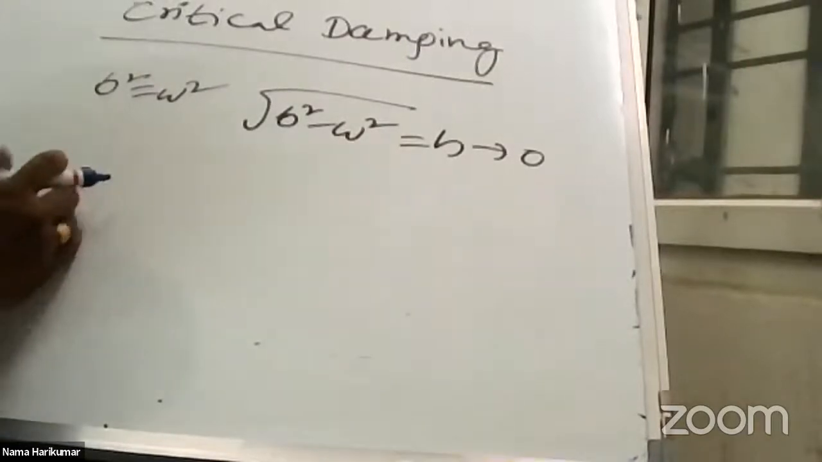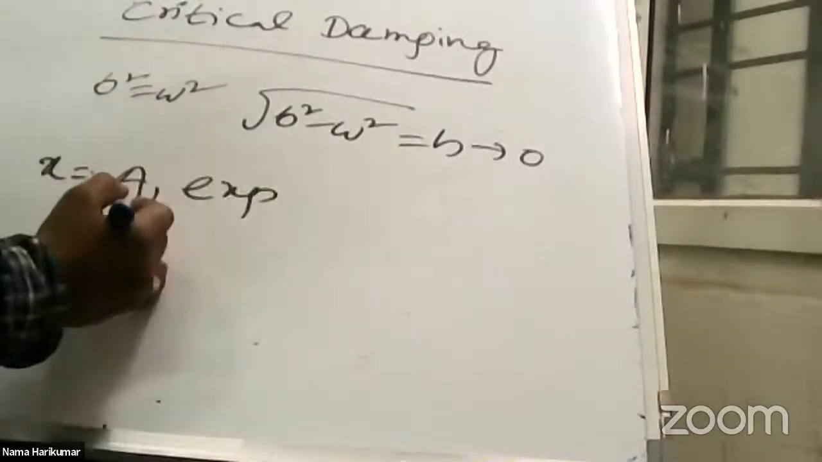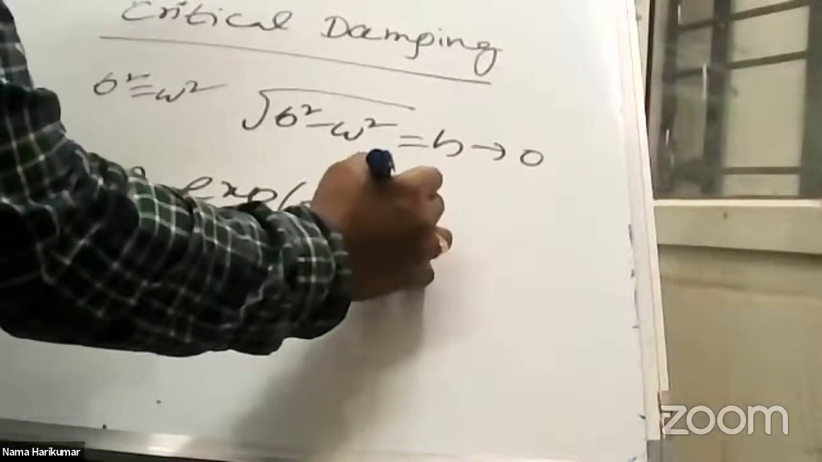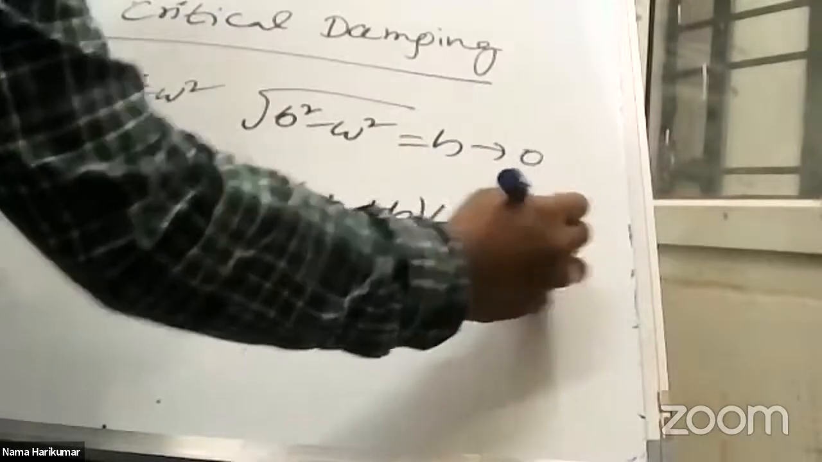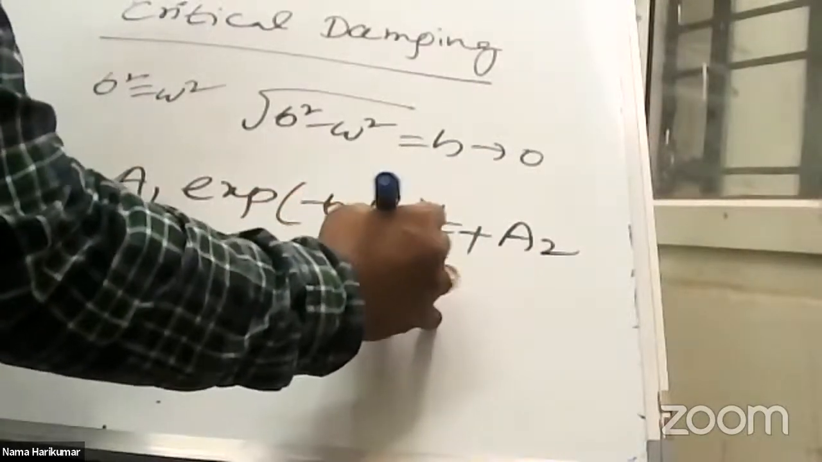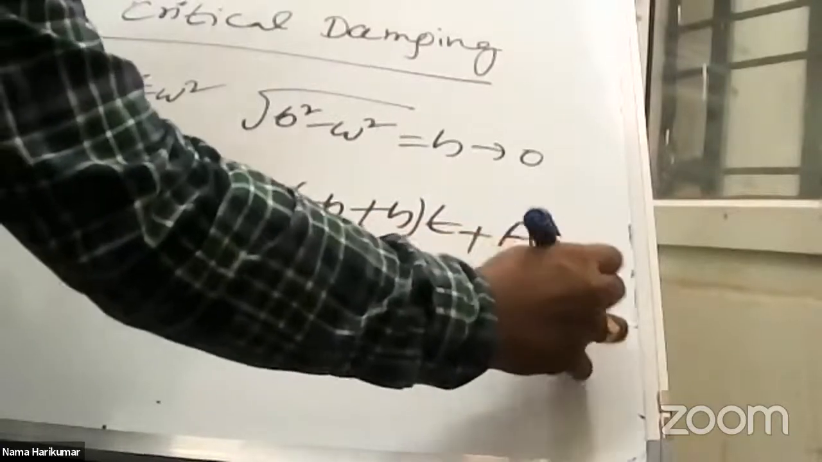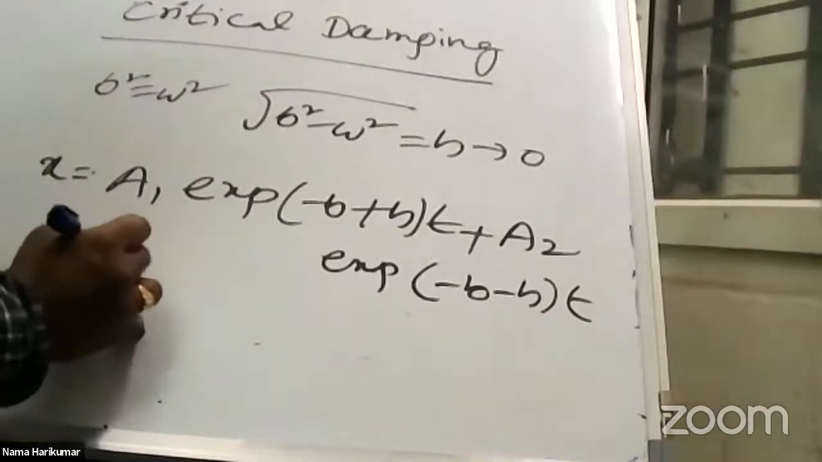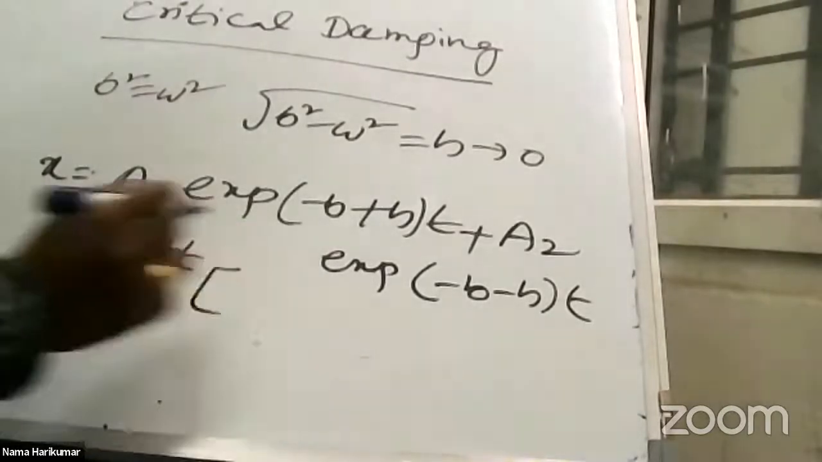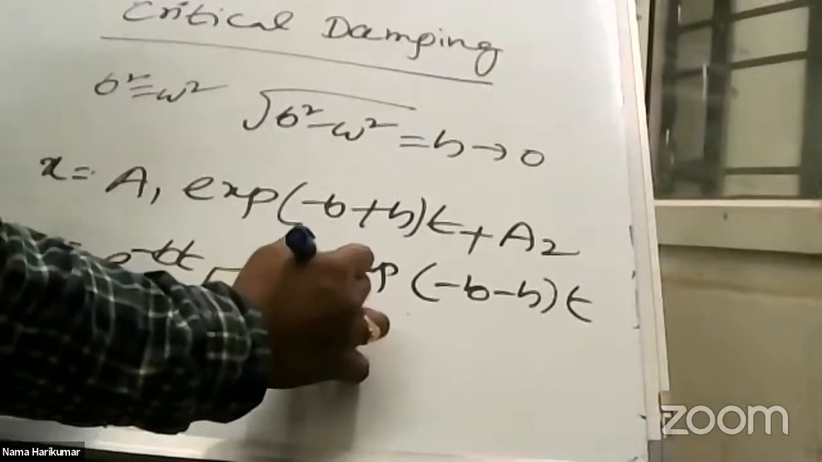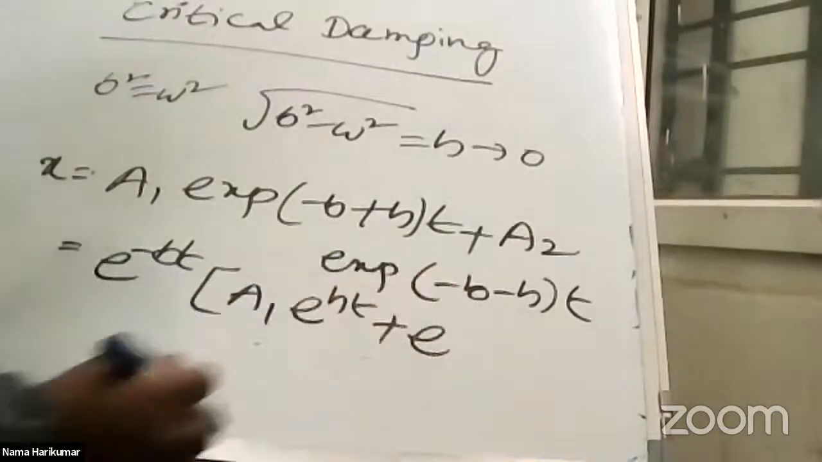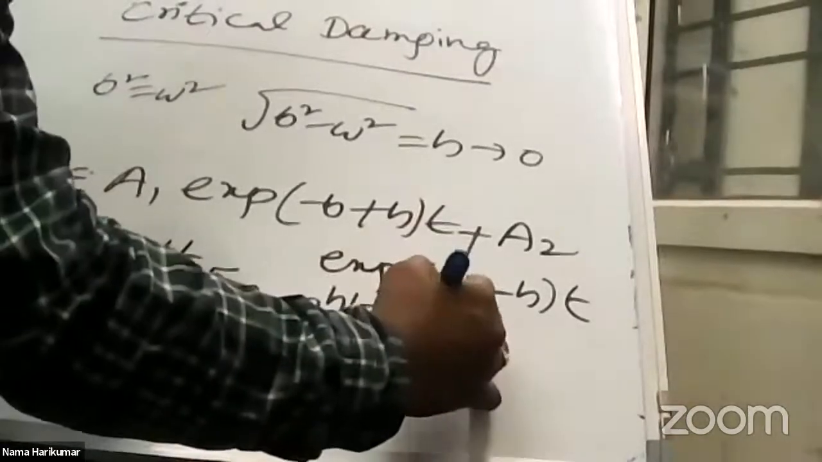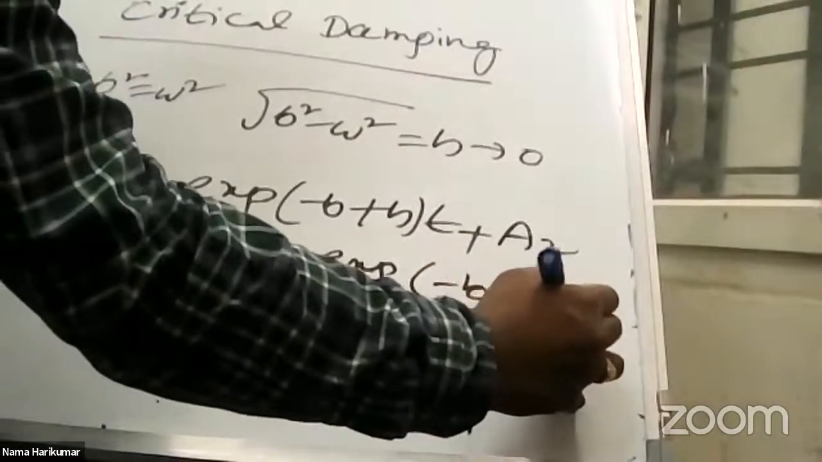So x equals a1 exponential of minus b plus h t plus a2 exponential of minus b minus h t. Okay, so in the under root of b square minus omega square, you put the h value. So finally the equation is e to the power of minus b t into a1 e to the power of h t plus a2 e to the power of minus h t.